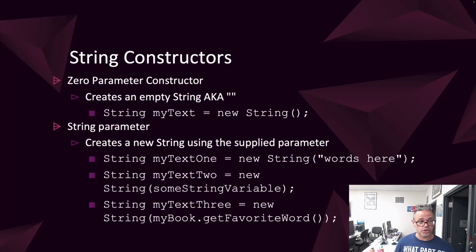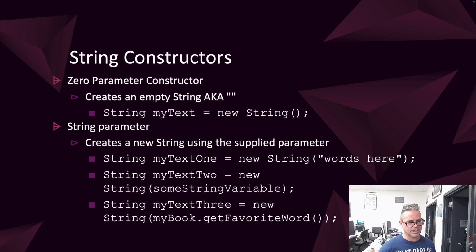So string constructors: we have the zero parameter constructor, which creates an empty string, aka open and close sets of quotes. So String myText = new String() gives us a string that has nothing inside it. We also have a string parameter-based constructor, which creates a new string using that supplied parameter. So I can have myText1 as a new string, passing it words here, so that's the string that's assigned to it. I have String myText2 as a new string, passing it some string variable, which takes the contents of that string variable and creates a new string in memory of those same contents.